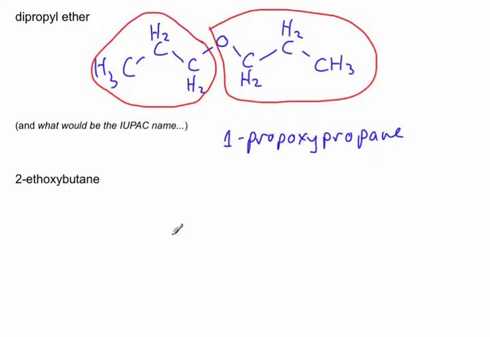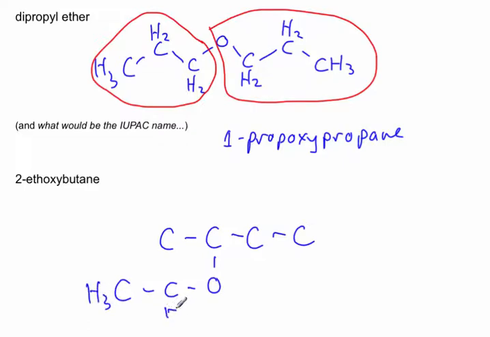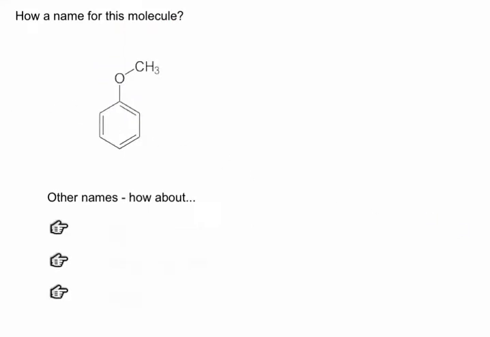2-ethoxybutane, well again, we now know exactly what we have to draw. There's my butane. On carbon 2 is my ethoxy branch. And so there is an ethoxy branch on carbon 2. And I would saturate with hydrogens. And so there is 2-ethoxybutane. How about this one?